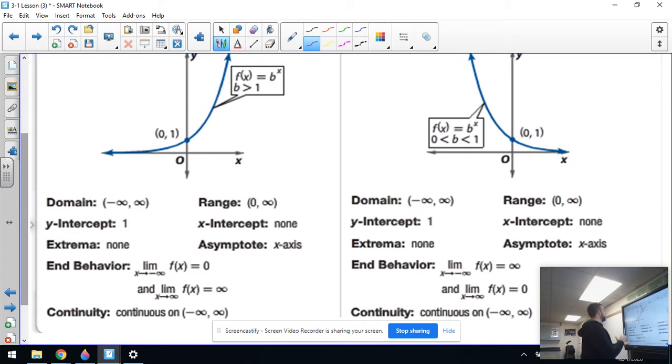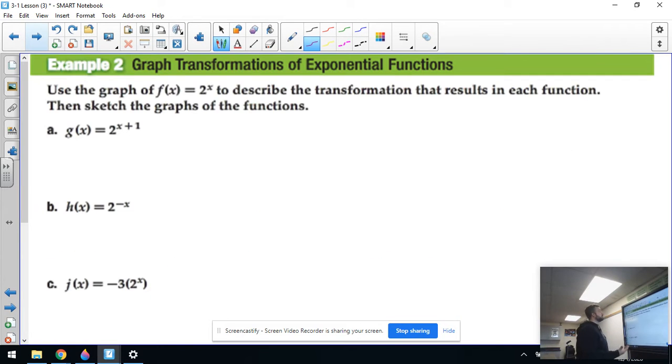Okay, so what do we know about this? Well, we know that the asymptote for both of them is the x-axis. We both know that the y-intercept is always 1 for the parent function, and it's continuous the whole way. Okay, good. All right, so let's look at these and let's talk about some transformations. To do that, we're going to graph these in decimals. We're going to look at them and see what happens.